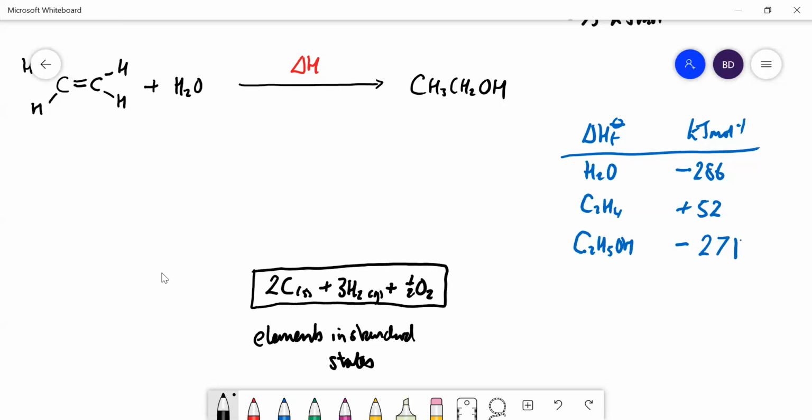Now, which way are we going to put our arrows? Well, delta HF formation is when you form the compounds from the elements. So we're going to go up from the elements to the compounds. So the arrows go up in this energy cycle. And in the other one, they went down, but don't remember that by rote, just think about it logically. Why are these going up? You're forming the compounds.